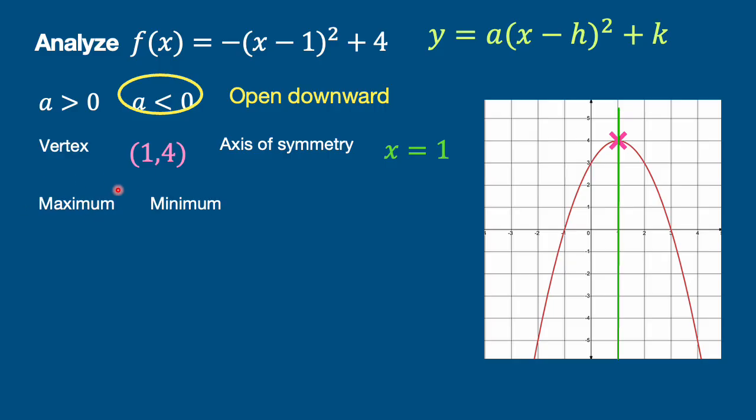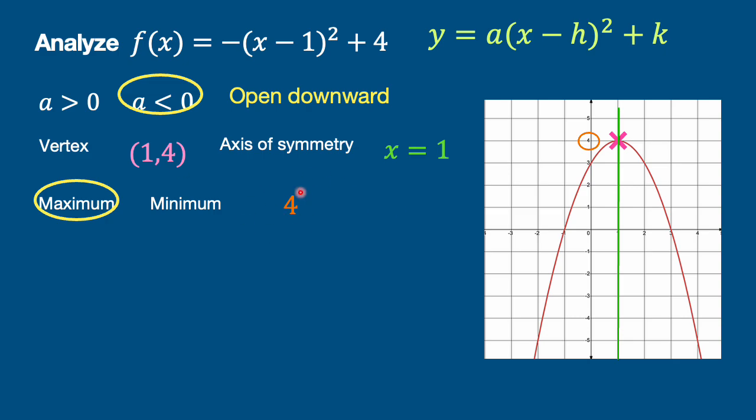Third one is maximum or minimum. For maximum or minimum, we are talking about the y value. Look at this graph: the peak point is right here, the vertex, giving the maximum y value. What's the y value here? That's going to be 4, right? Everyone can see that it's 4, that's the y value.